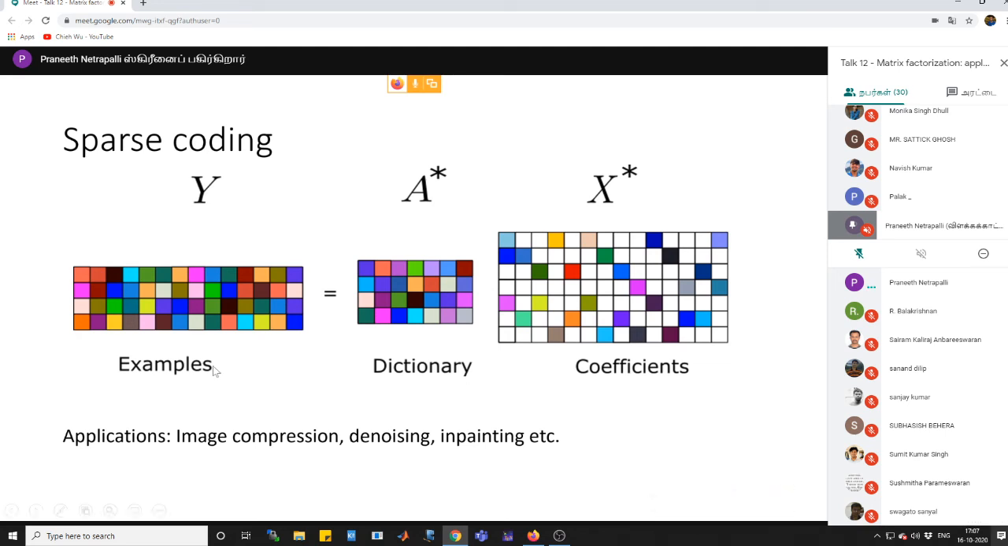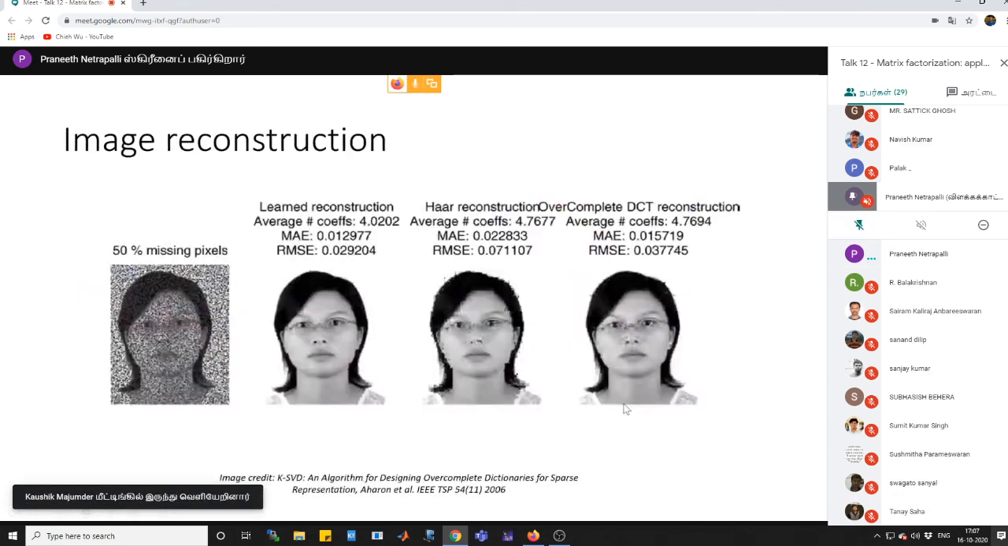There are several applications for this decomposition, including image compression, denoising, inpainting, and so on. Mostly in image processing. For example, in the image reconstruction problem, you may be given an image with only 50% of the pixels, and you want to reconstruct the entire image based only on the 50% of the pixels that have been given to you.